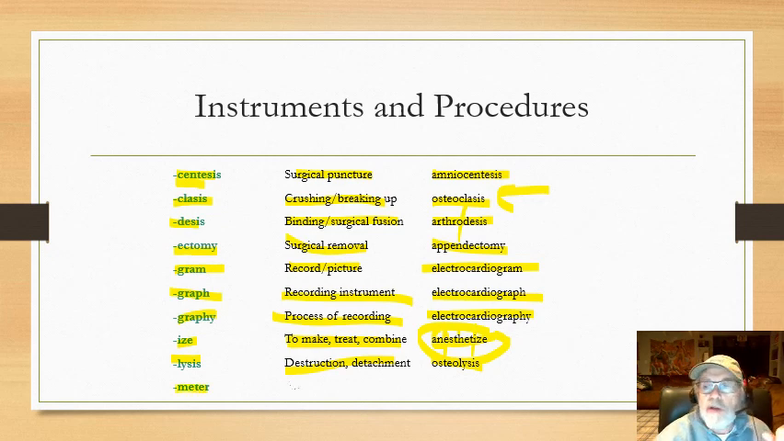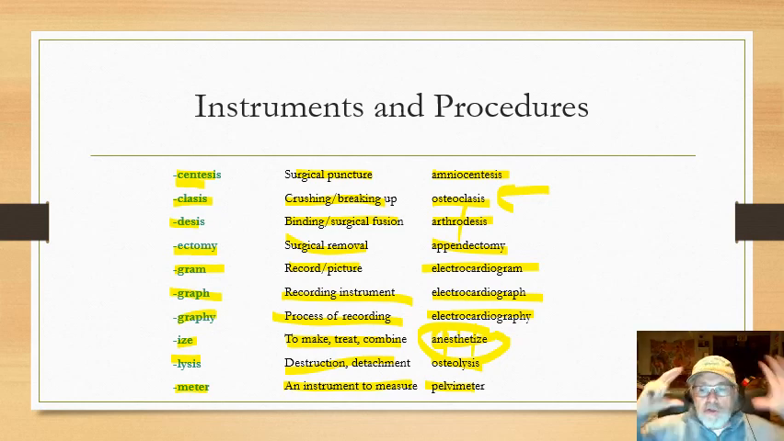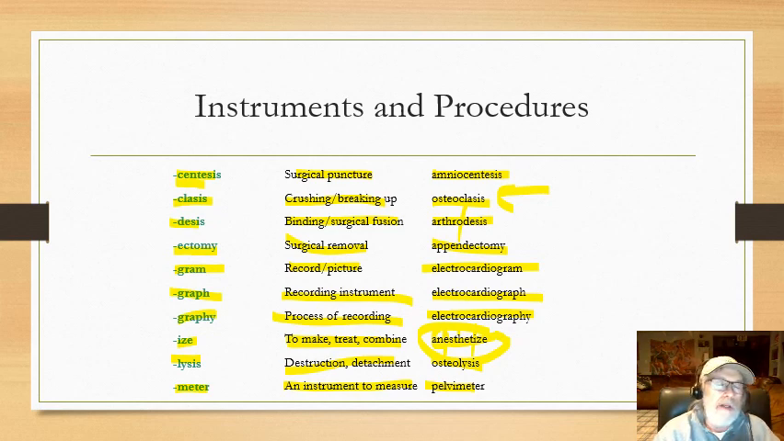And meter is basically what we talked about before, an instrument to measure. Pelvimeter. When the baby's coming down the birth canal, they have to make sure that the head is not too big for the outlet in the female pelvis. So sometimes they use an instrument that will measure the size of the pelvic outlet just to make sure that the baby's head is going to be able to make it out. If the baby's head can't make it out, the mom could push all she wants with uterine contractions, but guess what? Ain't going to happen. That's when they do a C-section.